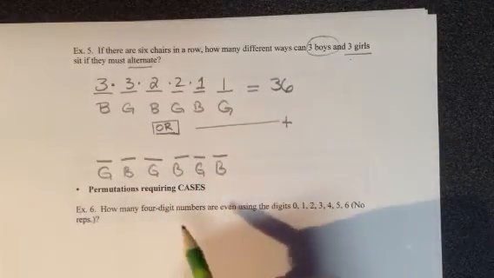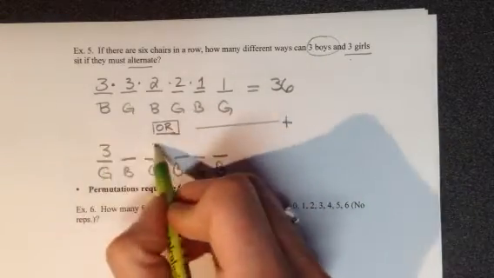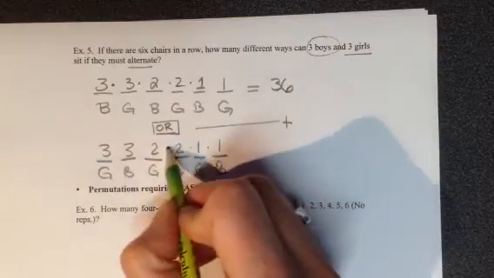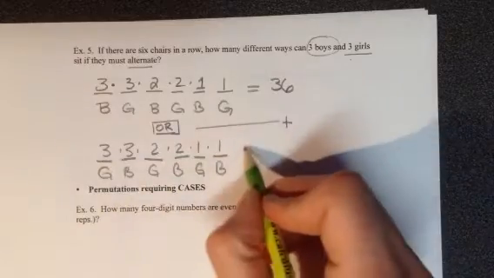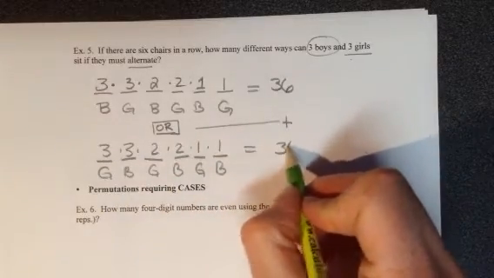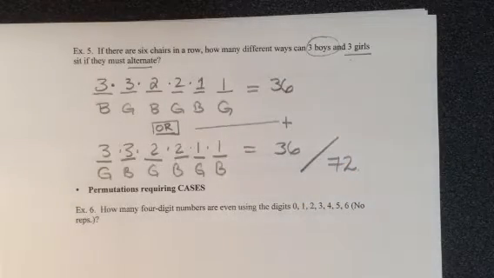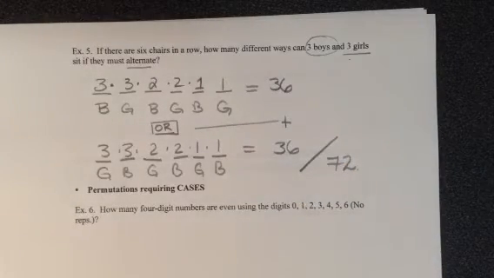It turns out I'm going to have the same choices, right? 3 girls, 2 girls, 1 girl, 3 boys, 2 boys, 1, all with multiplication because we need all of them. And once again, it's going to give us 36. So 36 and 36 is going to give me 72 ways. So there's 72 different ways 3 boys and 3 girls can sit if they must alternate.